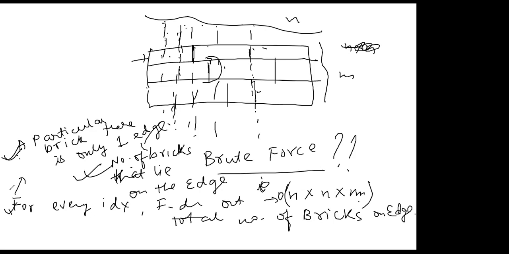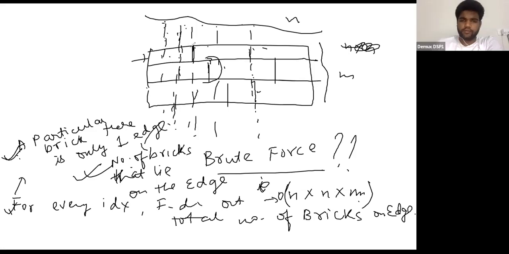Sir, can you explain what you wrote? A particular brick, there is only one edge. So for any brick that you take in this wall, there is only one edge, right? In the sense that it starts at one index and terminates at exactly one index, right?